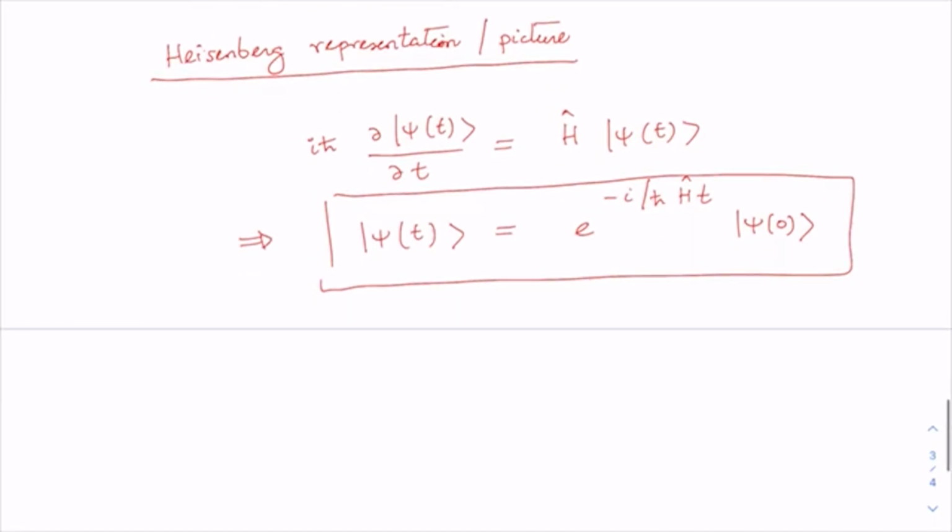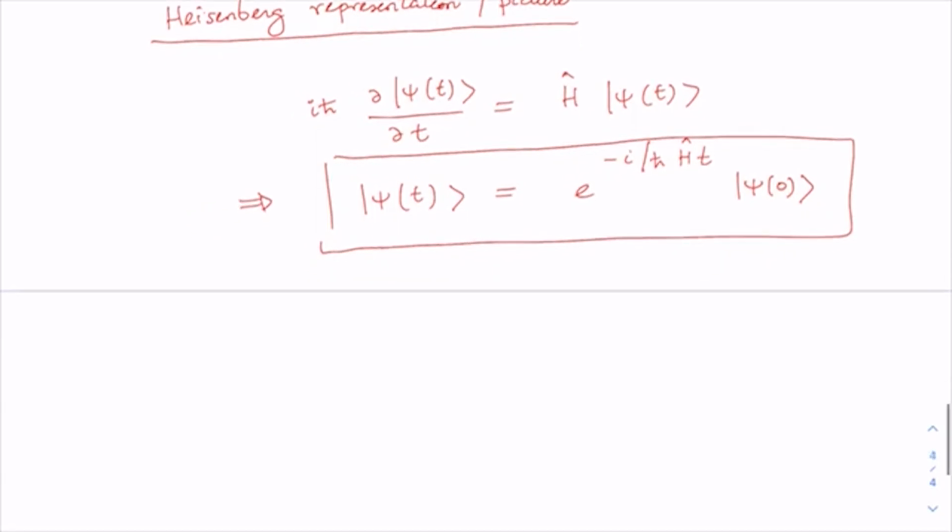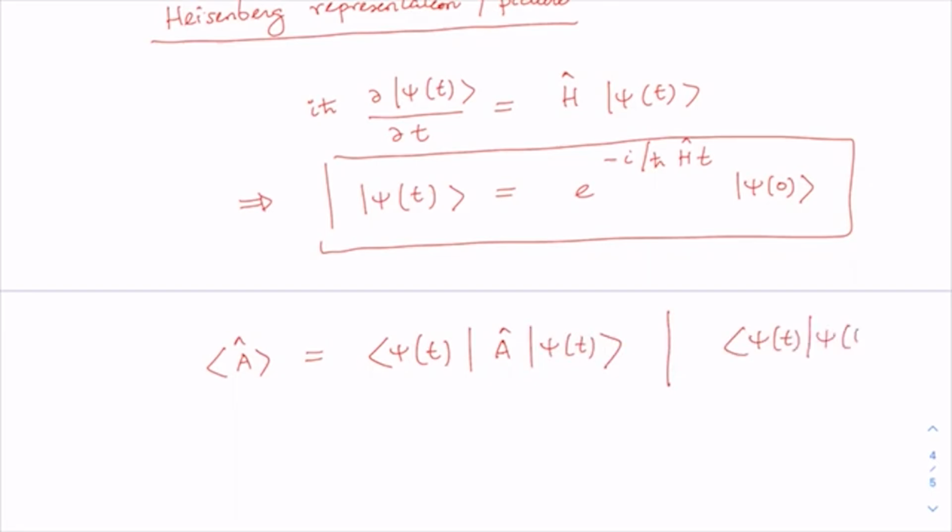In quantum mechanics, the expectation value of an operator with respect to a state vector, which gives us the average value of a physically observable quantity, is found by working out this relation. So the expectation value of the operator A with respect to the state vector psi of t, which let us say is normalized, that means the scalar product is equal to 1 here.